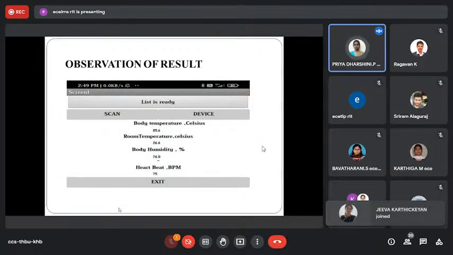We have observed the results as: body temperature is 85.6, room temperature is 26, and humidity is 76, which represents a high humidity level, and heartbeat rate is 75, which is within the normal heartbeat rate of a human. These results we have obtained from scanning the barcode in the mobile app we developed using the app inventor.